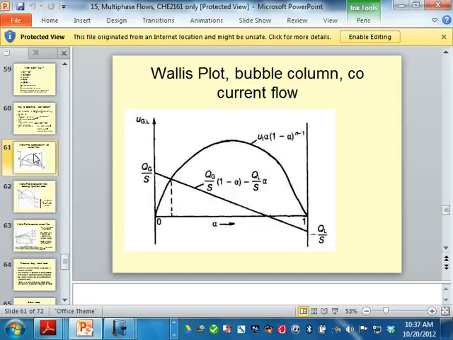The time average, what's void fraction again? The time average cross-sectional area that the gas occupies.